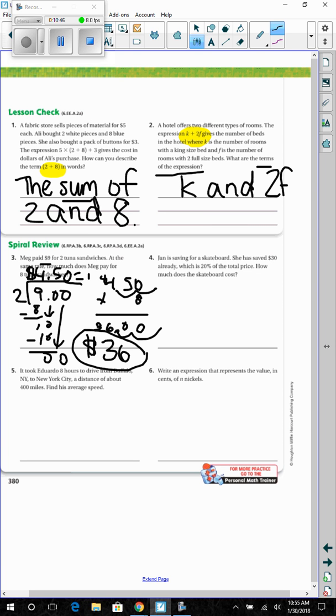Number 4. Jan is saving for a skateboard. She has saved $30 already, which is 20% of the total price. How much does this skateboard cost?